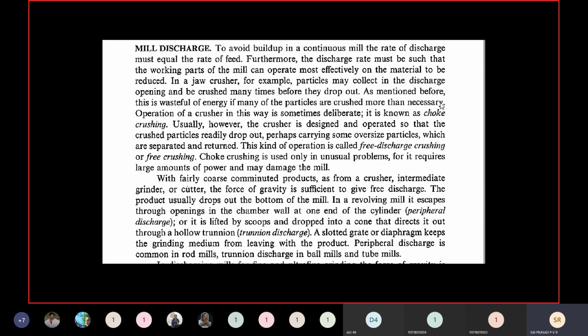So how are you putting the material? If you are putting a chalk piece, how do you put it? Put it vertically. When you put it vertically, immediately it breaks. If you put it horizontally, then what will happen? It takes some amount of time. Crushing will happen, no problem, but it takes some amount of time.